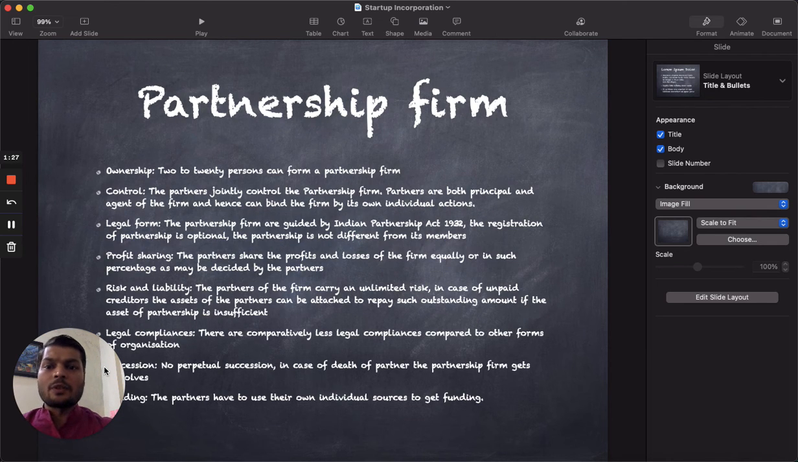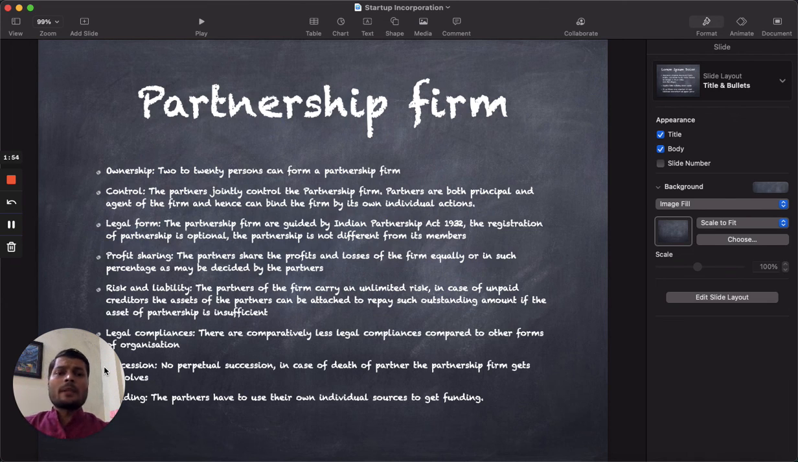Second is partnership firms. The partnership firm is between two or more individuals. The firm's liability is unlimited because it is run by partners, and the profits and losses are shared. All the partners' property gets attached in case there are losses and payments have to be made to the creditors.